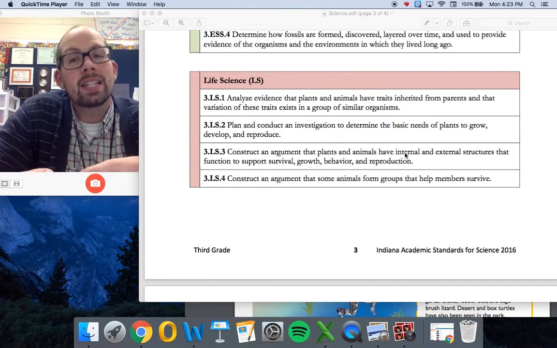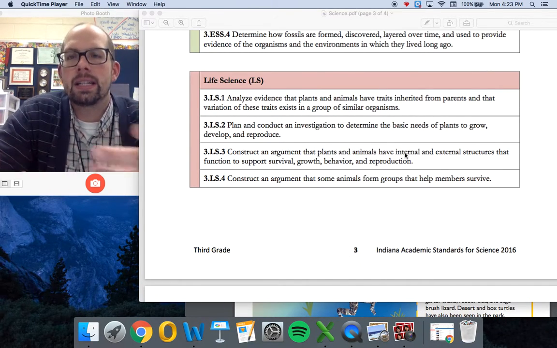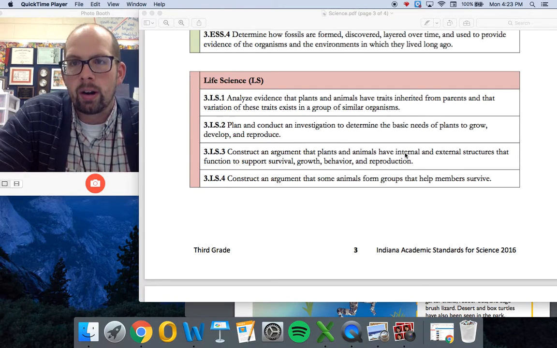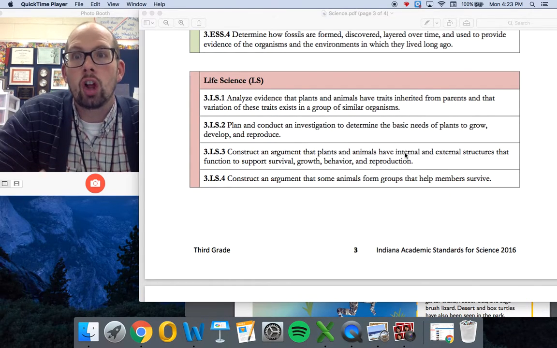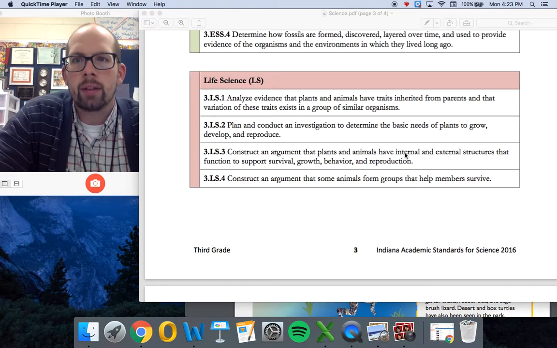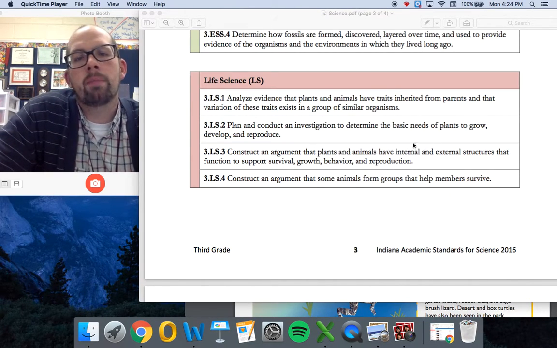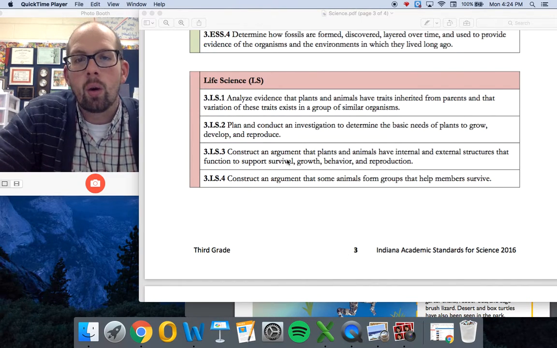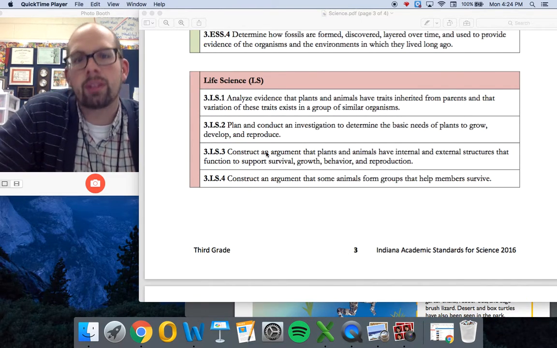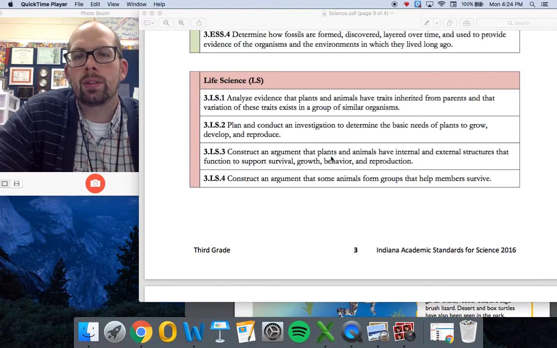But then it's got some things outside the body. It's got skin and it's got fur. It's got claws. And the fur might be a different color. And so that external structure might help it to blend in. Or the claws are going to help it catch stuff. So it's going to help it survive, help it to grow.